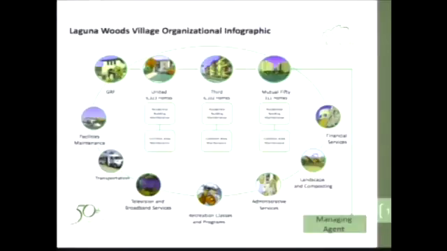And then underneath that, you have the operations that are a part of the managing agent: facilities and maintenance, transportation, television and broadband service, recreation, classes and programming, administrative services, landscape and composting, and financial services. There are subcommittees under some of these groups, but the latest and greatest information I had at the time was that this is the general structure of the organization. That's a quick infographic. It's high level.